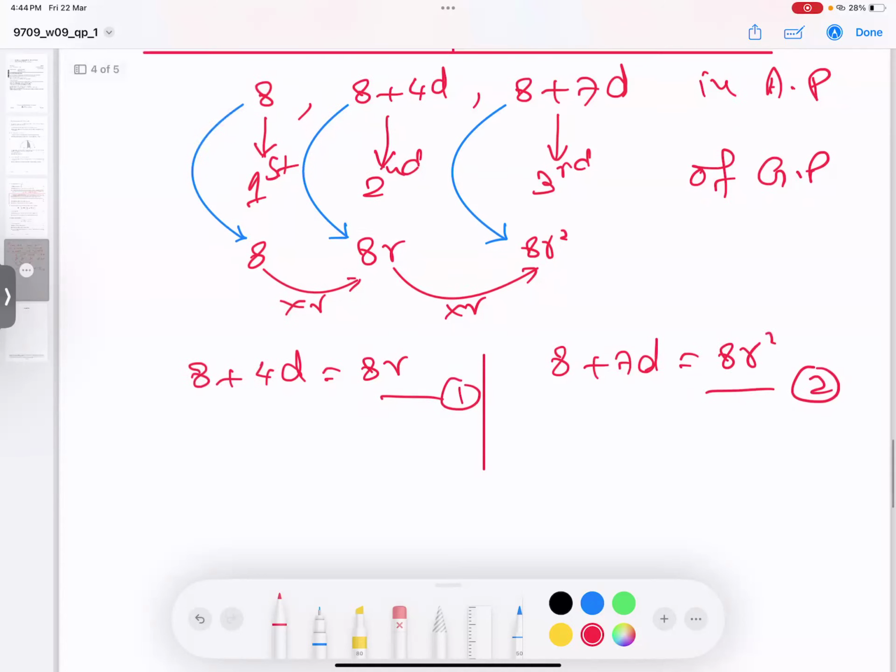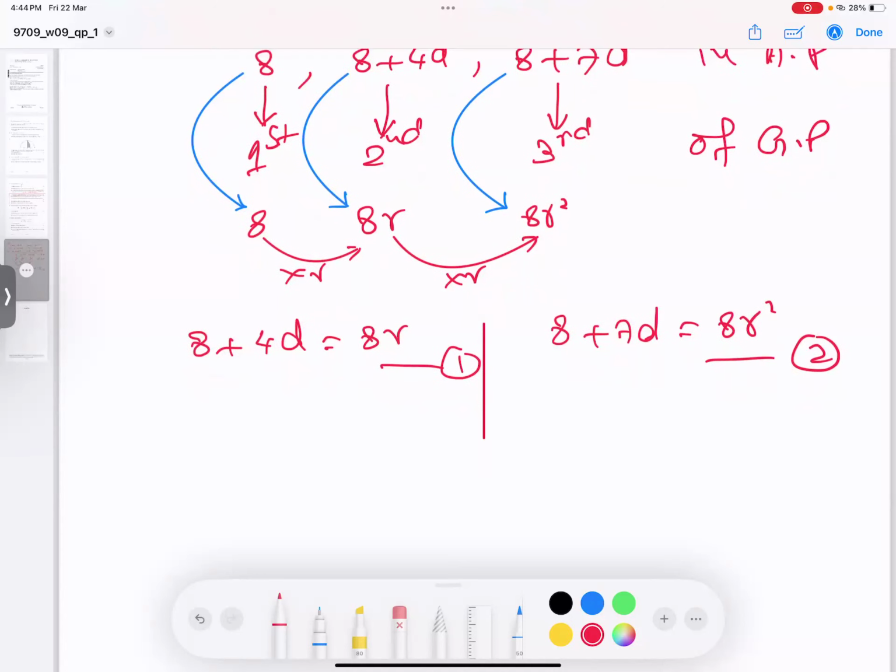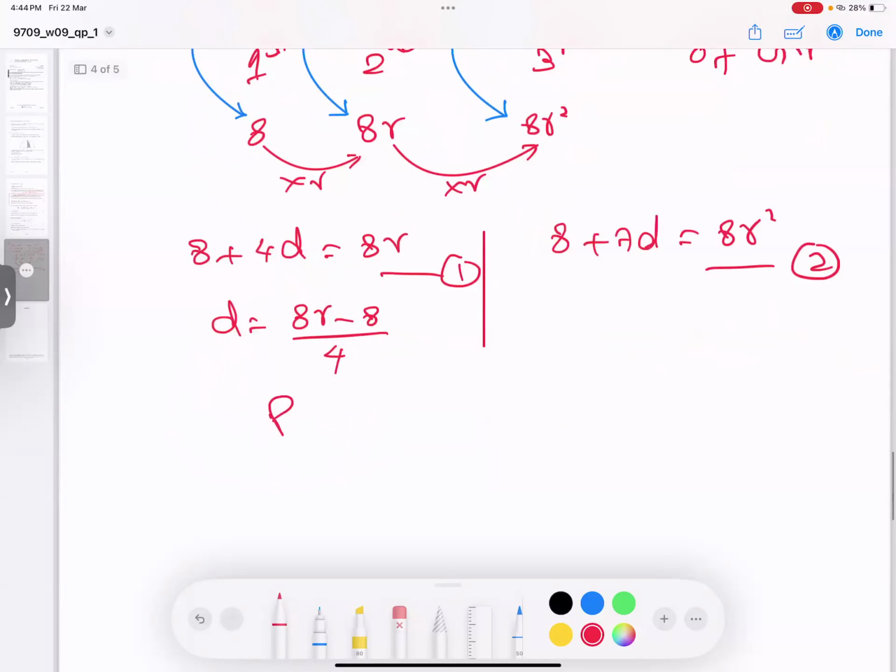Okay. Now what to do onwards? I have to get rid of D, because he said to show the R answer. So what is the method to do? Make D the subject. I can do the elimination method or I think I can do substitution as well. So one equation gives me D as subject: this 8 will go and subtract, 8R minus 8, and this 4 will divide. So this value of D, I'm going to put it there. This is a little bit complicated, but I think inshallah you will be able to do it.